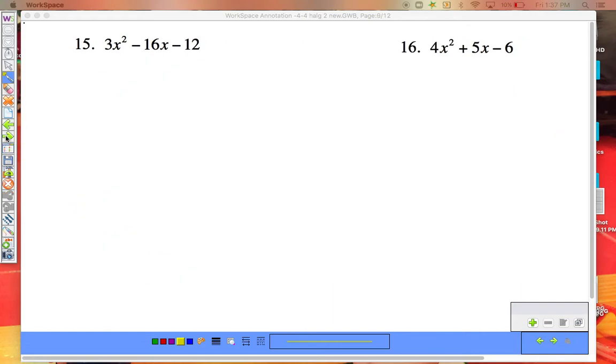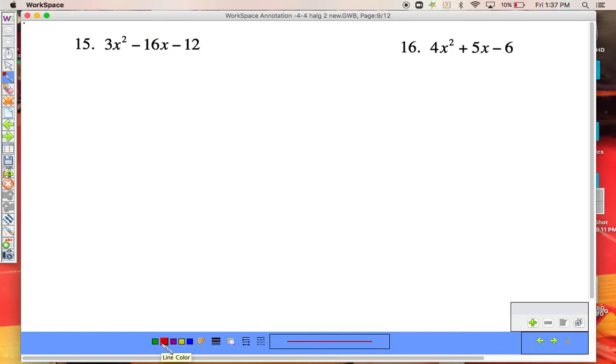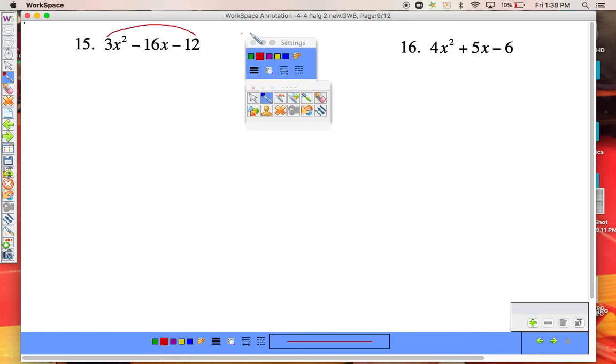All right. Pause this one and try it. When you get an answer or an idea, unpause it and see how you did. 3 times 12 is 36. Last term's negative, so it's a plus minus.